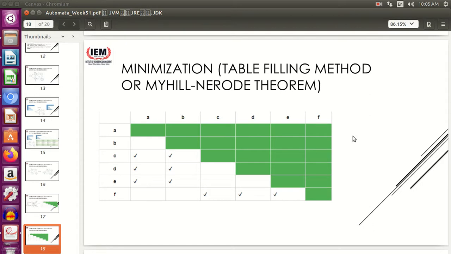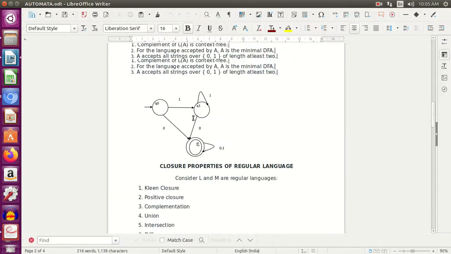Okay. So this was all about minimization. I had a few small topics left which I wanted to discuss.